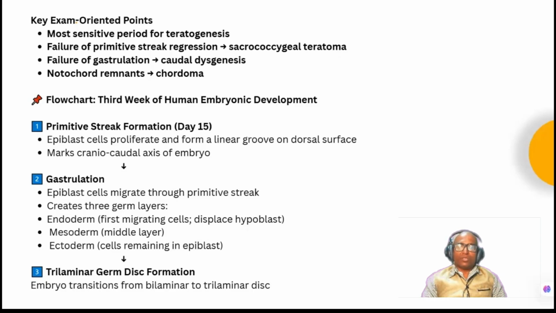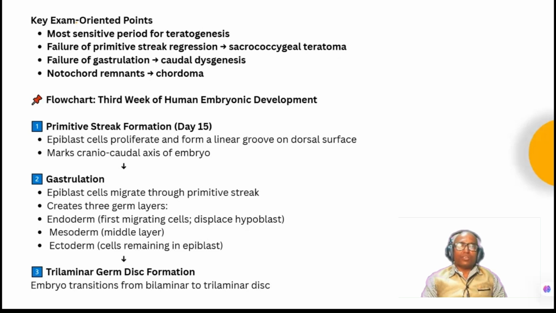So most of the notochord, what will happen? It will disintegrate. But later on in adults, it remains only as the nucleus pulposus of the intervertebral disc. But if the notochord persists, then it will lead to the formation of a chordoma.